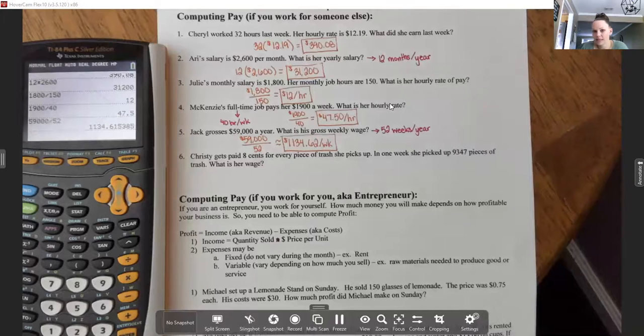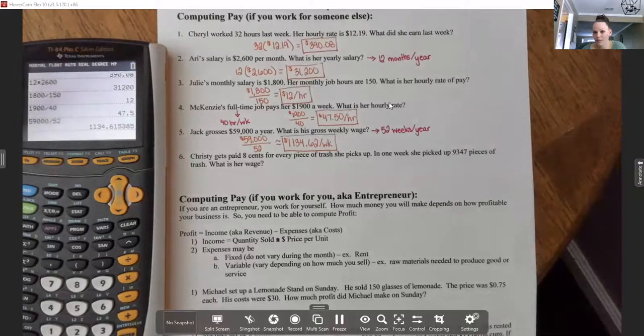Okay, number 6 here. And if I'm going fast or slow, tell me. Remember, you can use those little buttons, or you can just type it in the chat. So number 6, Christy gets paid 8 cents for every piece of trash she picks up. In 1 week, she picked up 9,347 pieces of trash. What is her wage?